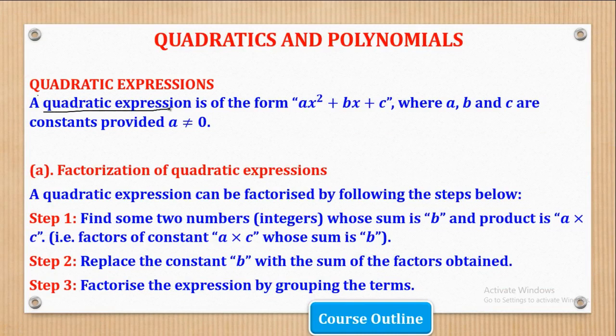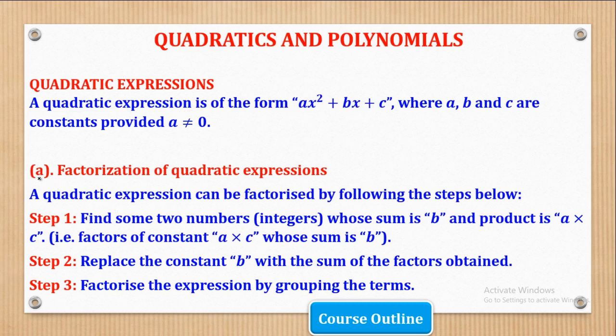So a quadratic expression is in the form ax squared plus bx plus c, where a, b, and c are constants, provided a is not equal to 0. This one cannot be equal to 0, because if it is equal to 0, the term of x squared will vanish away, and you'll be left with this, which is linear. So a must never be equal to 0.